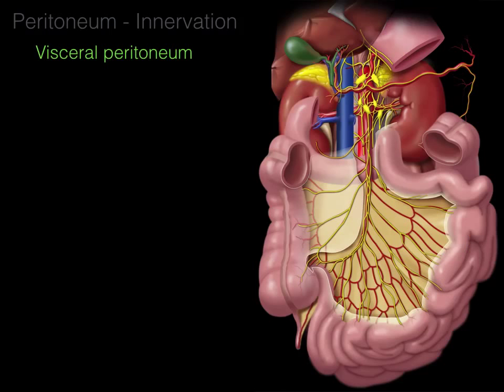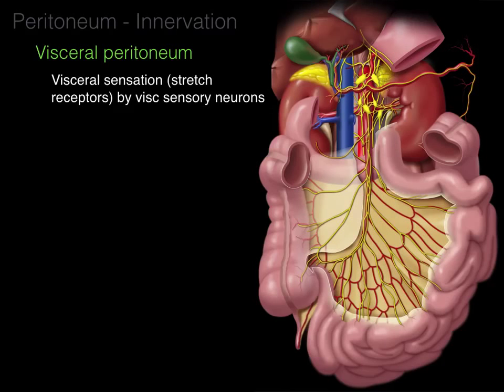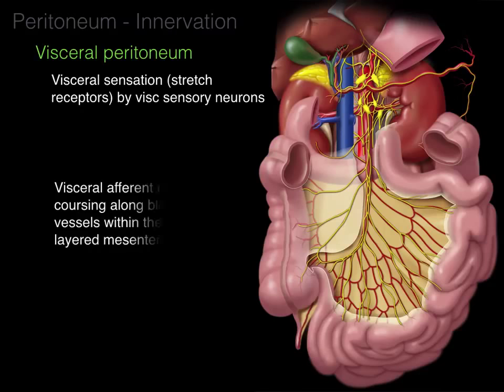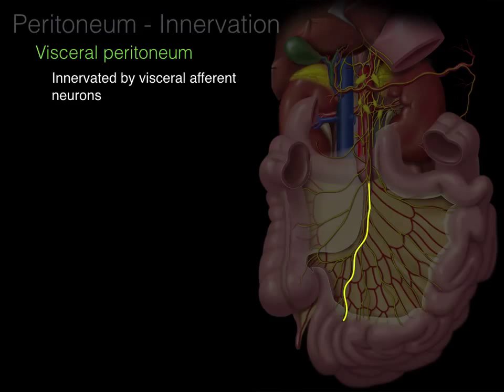Now, the visceral peritoneum gets its visceral sensation, a lot of these stretch receptors and such, by visceral sensory neurons. Since these are visceral sensory, there are no pain receptors or somatic sensation traveling in these neurons. And so visceral afferent neurons course along blood vessels within the double-layered mesentery, and then they follow visceral afferents all the way back to the appropriate spinal cord levels or brainstem levels.